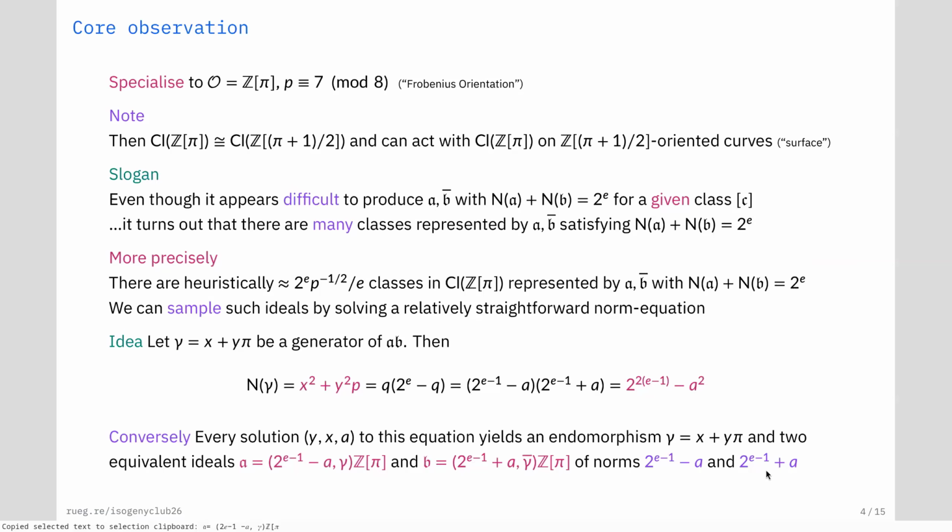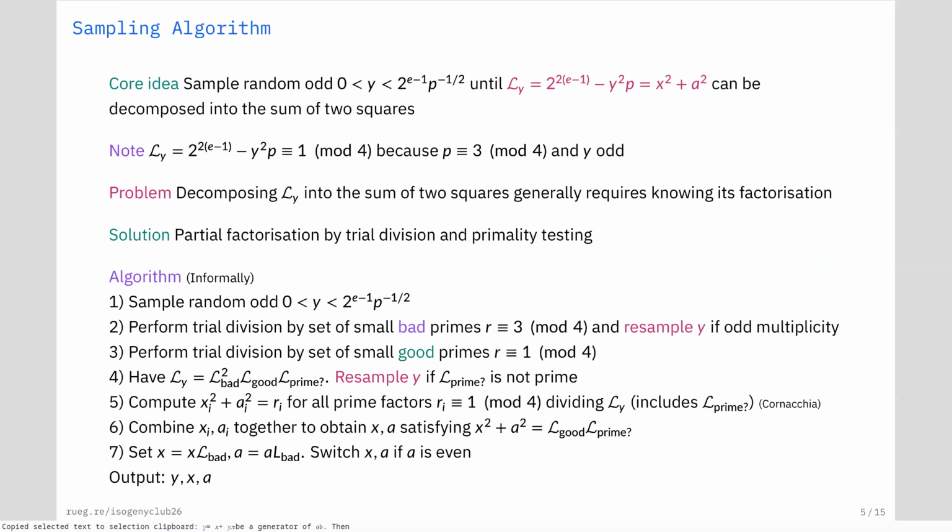So you can see how, if the generator has this property, any solution to this norm equation also gives you a generator, which gives you these ideals that you can sample from. This quite immediately gives you an algorithm to sample from these pairs of ideals, or to sample classes which are represented by pairs of ideals whose action can be computed in dimension 2 using the two-dimensional Clapoti construction that we spoke about at the very beginning.